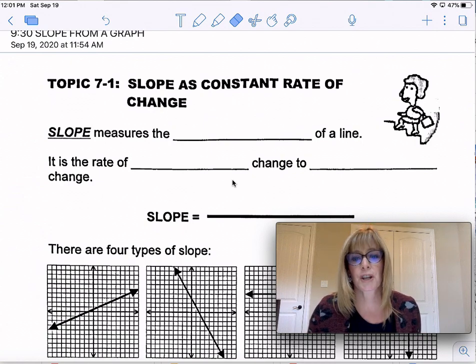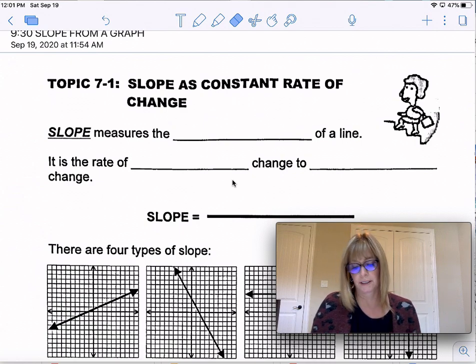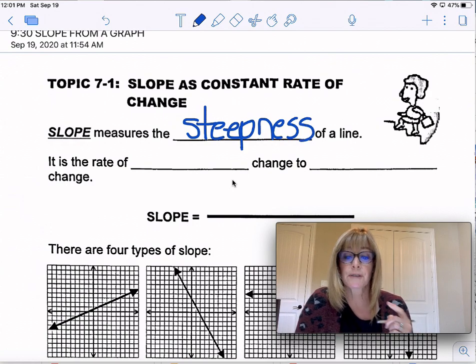Going to go over with you slope, how to find slope from a graph. So we're going to be looking at lines and determining what their slope is. So first of all, what is slope? Slope is just a measurement of how steep a line is, the steepness of a line. And it's usually written as a ratio.